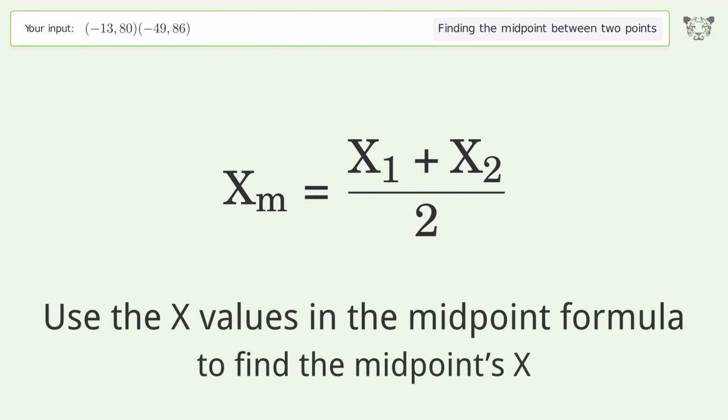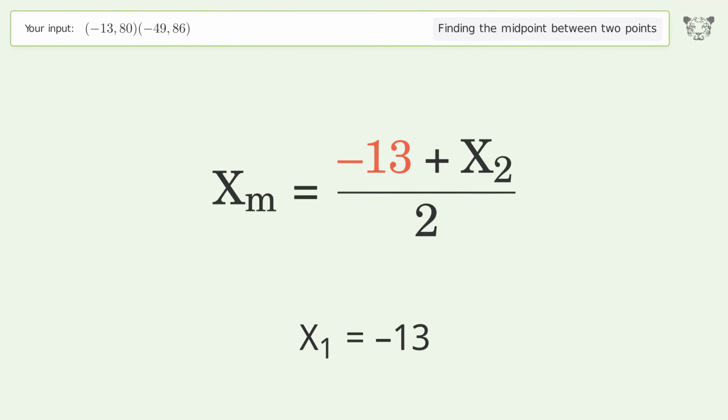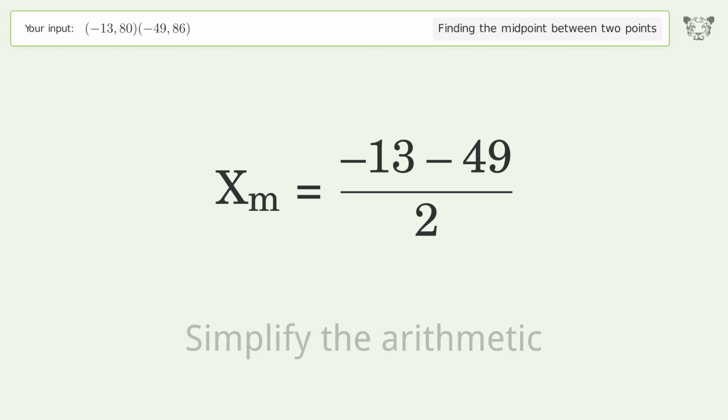Use the x values in the midpoint formula to find the midpoint's x. x1 equals -13. x2 equals -49. Simplify the arithmetic.